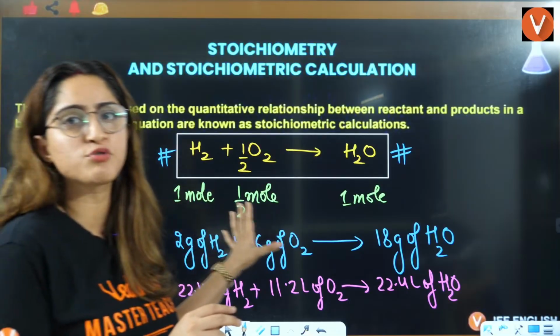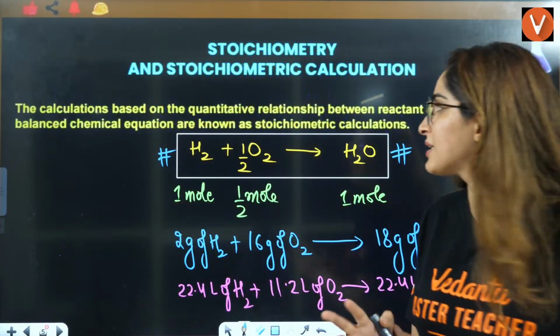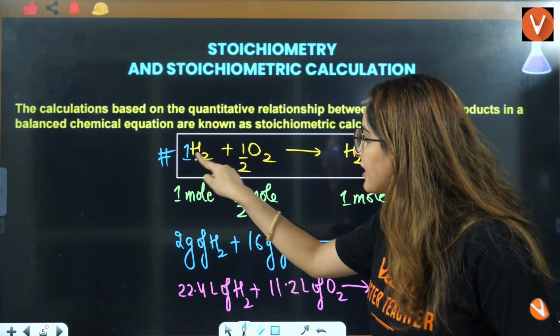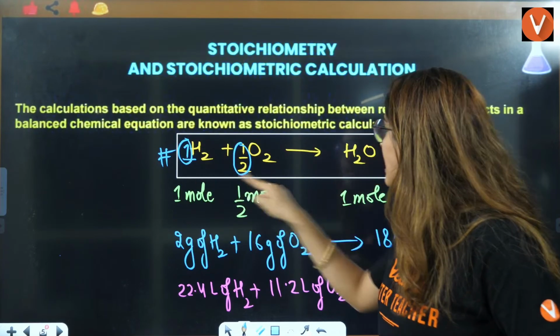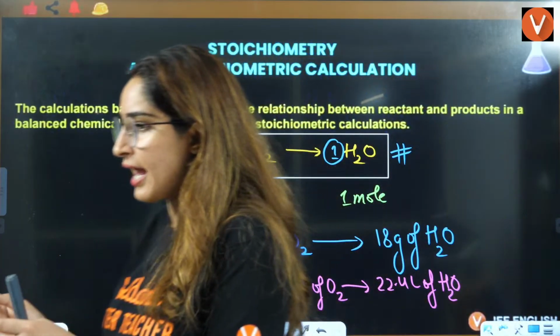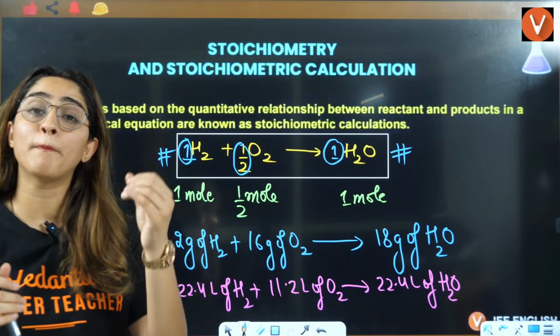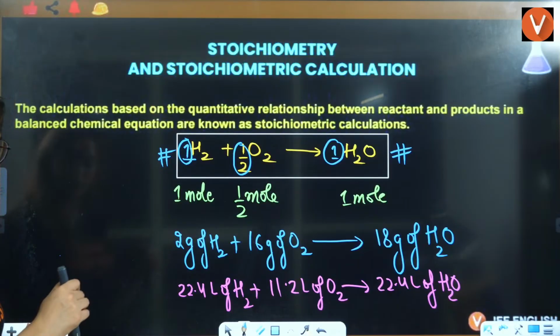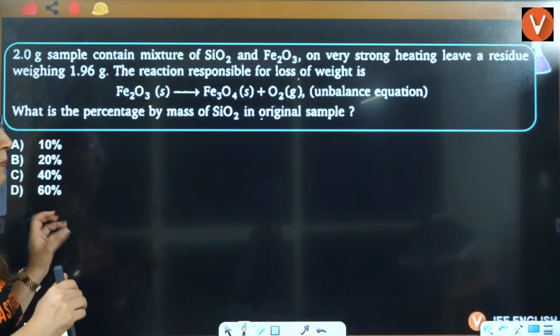That was the concept of stoichiometry. The concept is simple: these coefficients that you have here are telling you so many things regarding that chemical reaction. Now we will see how to apply that. We will understand with the help of questions how to apply that.